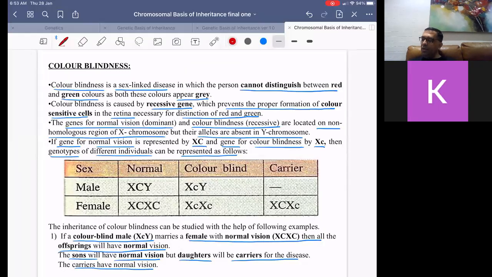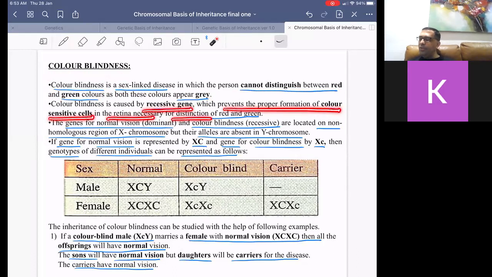You have the disease called color blindness. Color blindness is a sex-linked disease in which a person cannot distinguish between red and green color, and both the colors appear gray. And why is this happening? Color blindness is due to a recessive gene which prevents the proper formation of color sensitive cells in the retina necessary for distinction of red and green color.